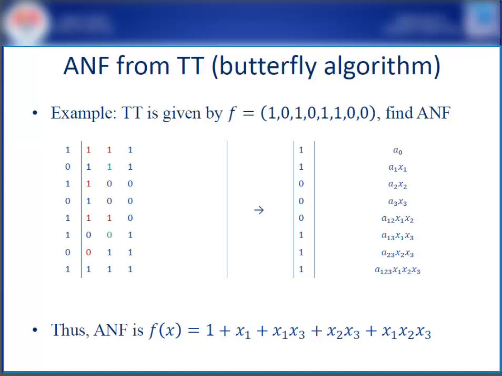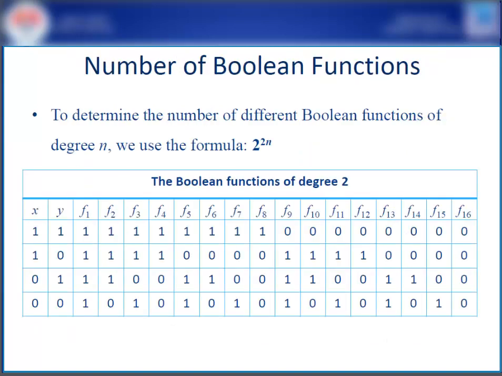So the next question we are going to consider is the number of Boolean functions of a given degree. For example, suppose that a Boolean function has 2 bits input. Then for 2 bits x and y, we have only 4 possible sequences, which are 1 1, 1 0, 0 1, and 0 0.